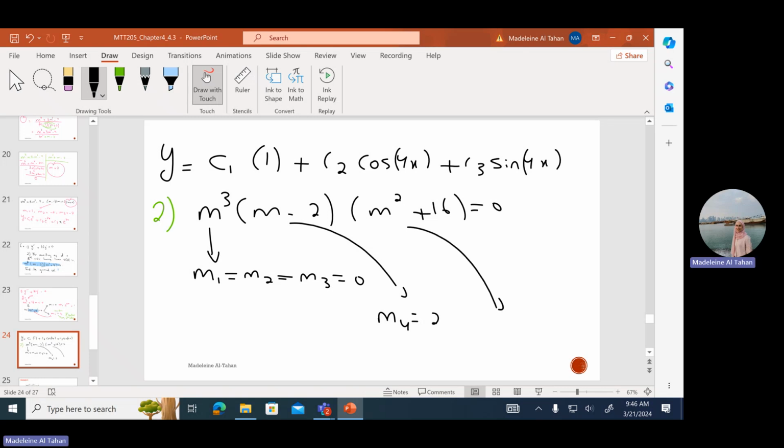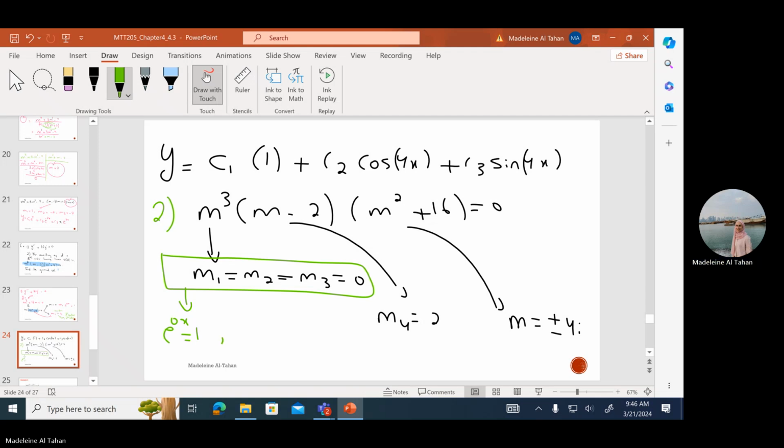And this one, what does it imply? Already we solved it. M equal plus or minus 4i. This one is here. Again, it gives us e power 0x, right? Which is equal to 1. It occurs 3 times. So the second time also it occurs, and the third time it occurs.